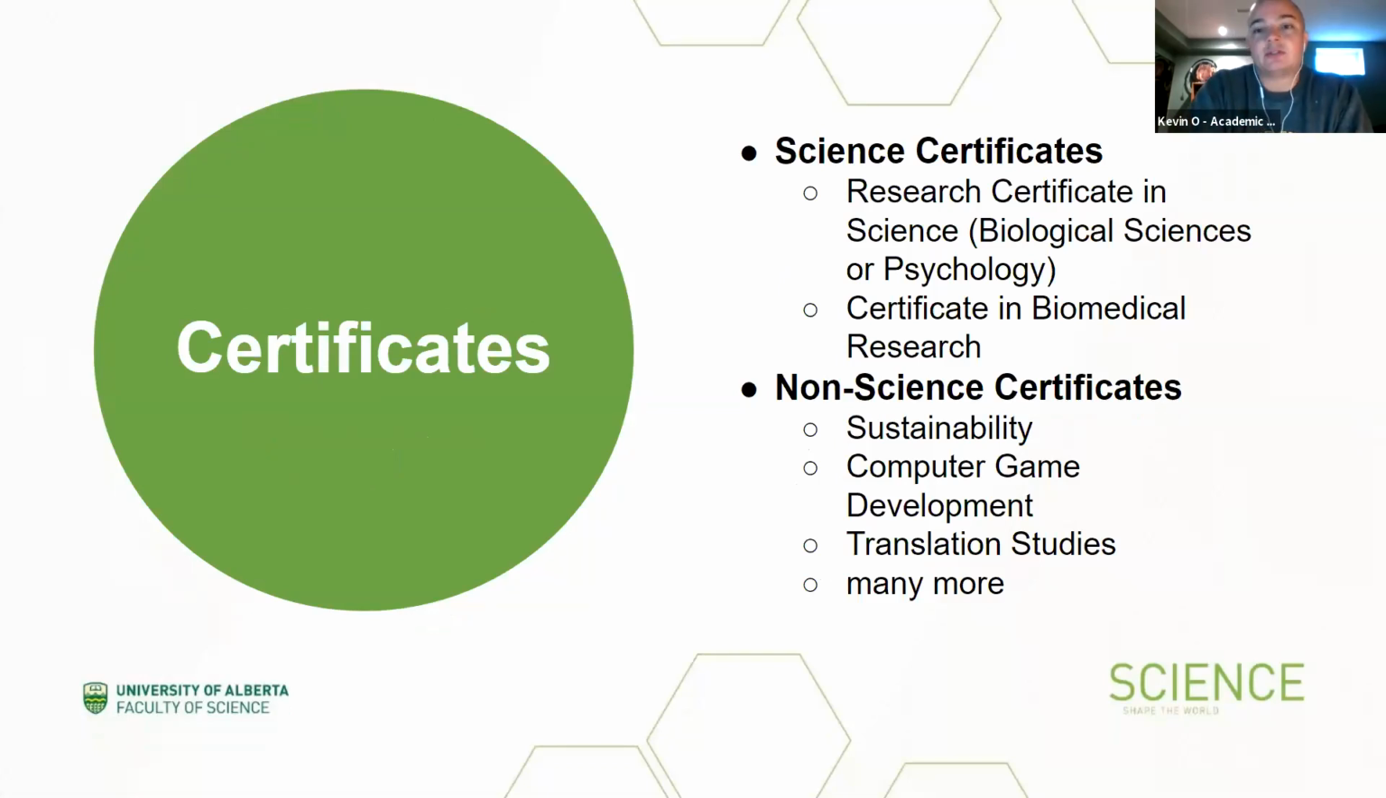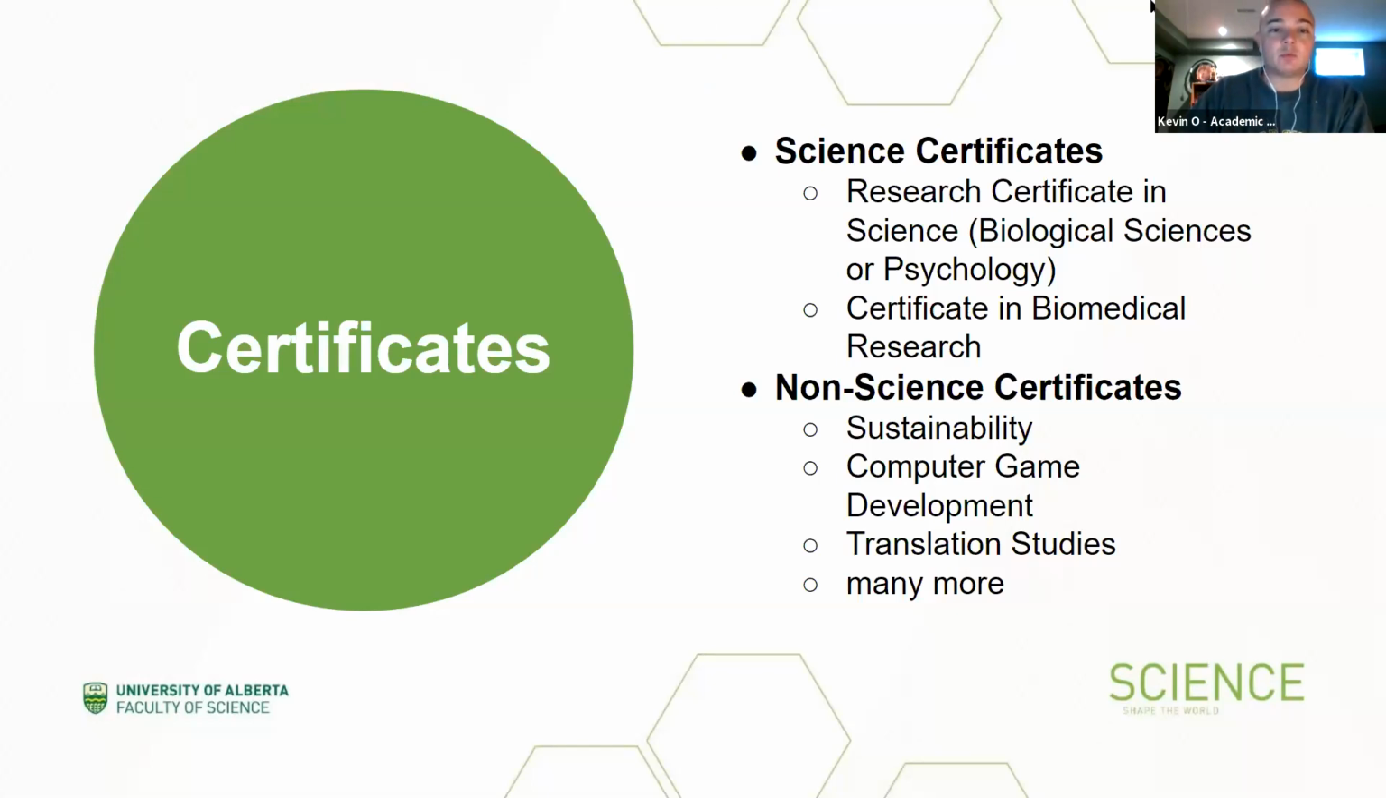The Faculty of Science offers 3 certificates. We have a research certificate in psychology, a research certificate in biological sciences, and a certificate in biomedical research. All of these can be found in the Faculty of Science section in the U of A calendar. But you're not limited to only doing science certificates. You can take non-science certificates that are offered through other faculties. Agriculture, arts, and business are the most common faculties that we see students do. You can see here the list of just some of the non-science certificates that you can do.